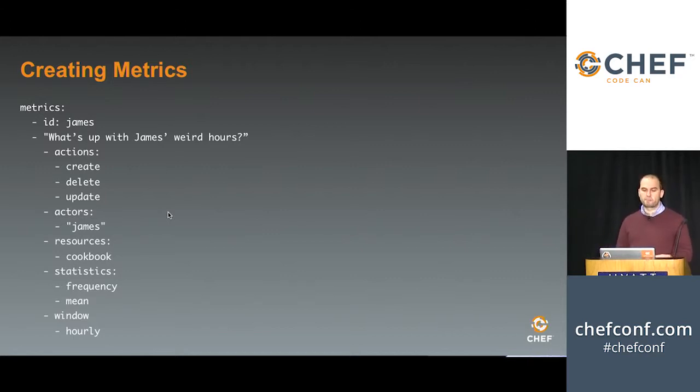And for this one, it's actually a real question I had, which is, what's up with James's weird hours? So on actions: create, delete, update; actor: James. I was only interested in cookbooks. And then here you can give statistics. There's maybe a dozen-odd statistics that we'll have. Here, frequency, which is count, and mean. And then we have some group by stuff. So, give me an hourly time series of that.